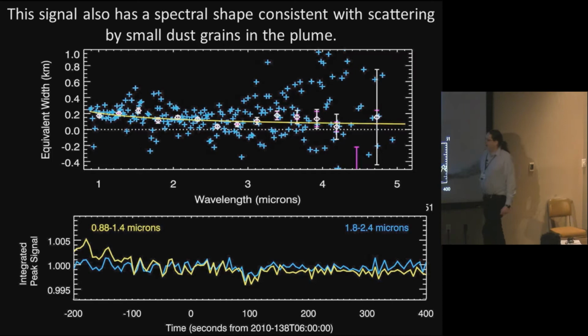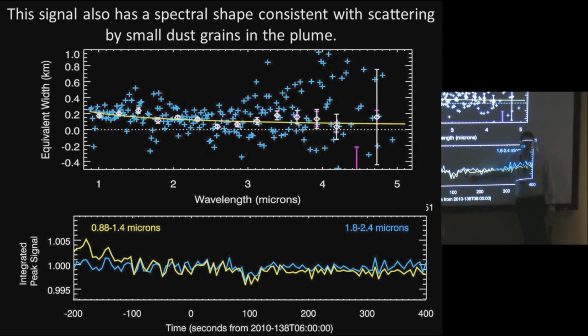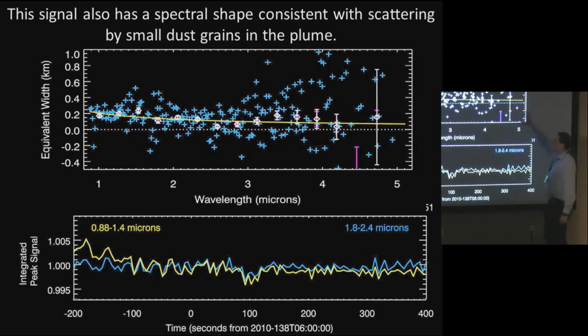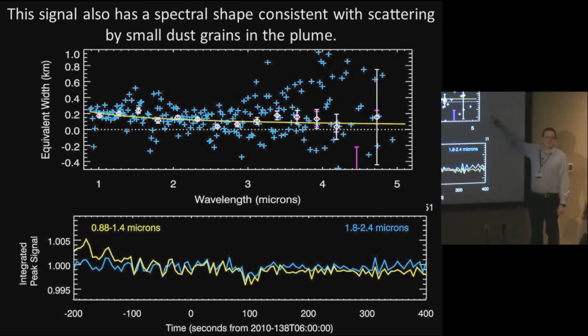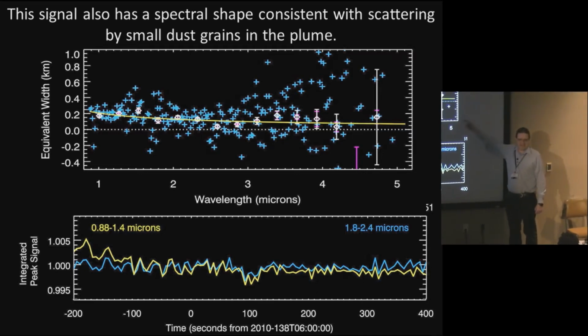What's cool about it and why it's important is this obscuration is not due to the gas, it's due to particles. The way we can tell that is we can look at the spectrum. This is probably the ugliest spectrum any of you have ever seen.